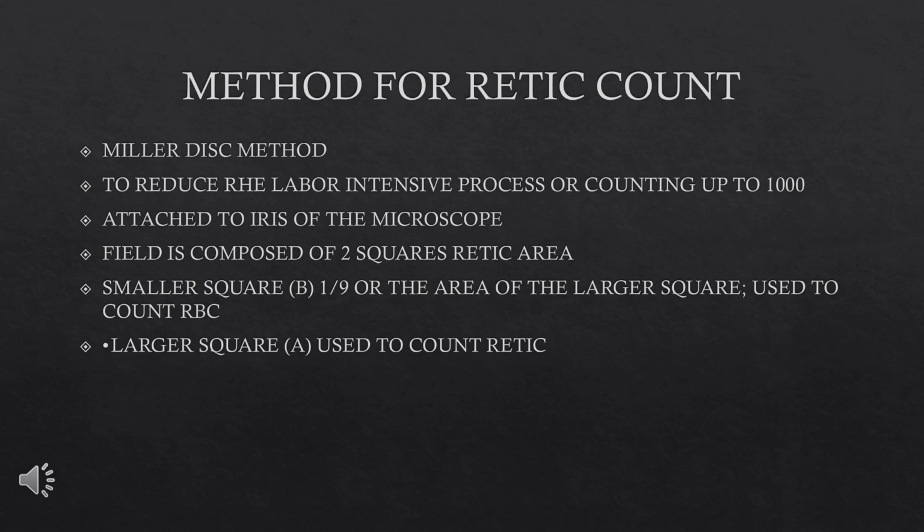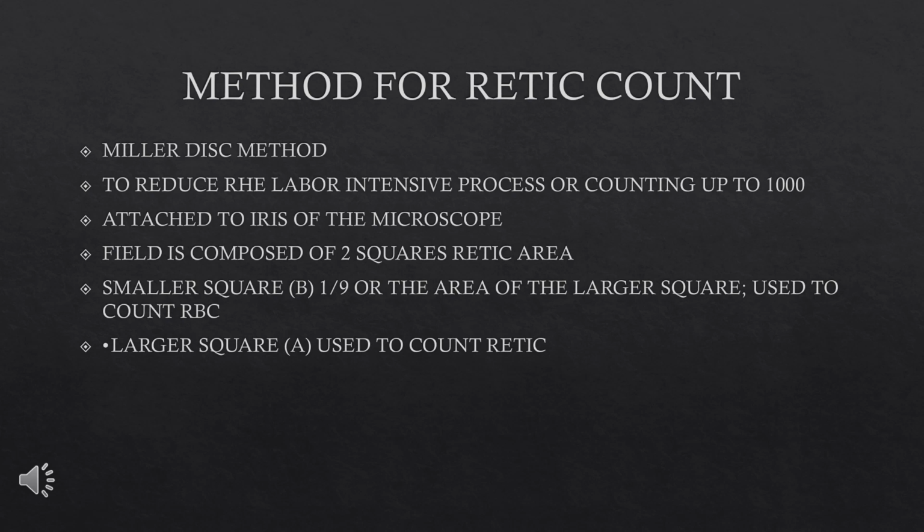Next, we have your Miller disk method. Again, with the light microscope, di ba, you have to count at least 1,000 RBCs. This method was made to reduce the labor-intensive process of counting up to 1,000 red blood cells. It is attached to the iris of the microscope, and then your field is composed of two squares.